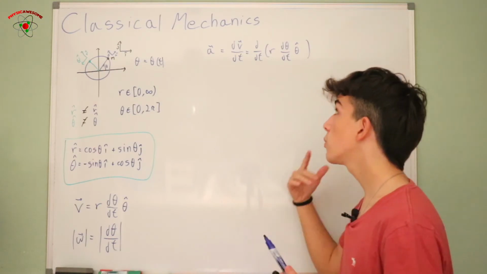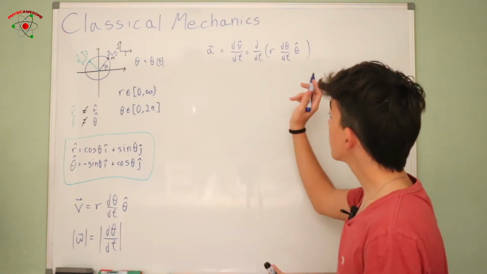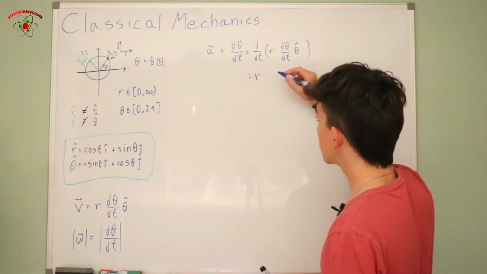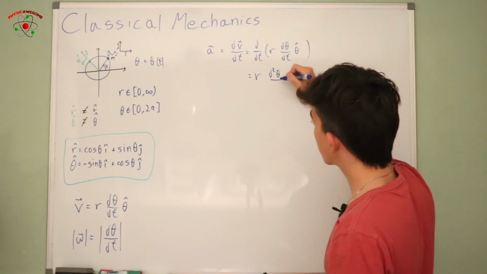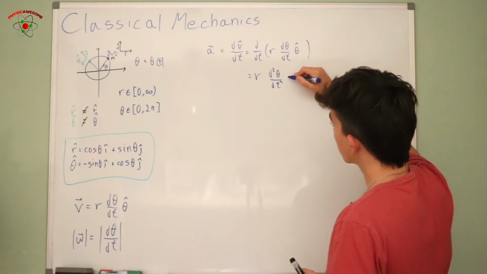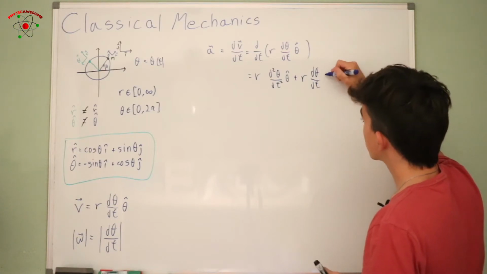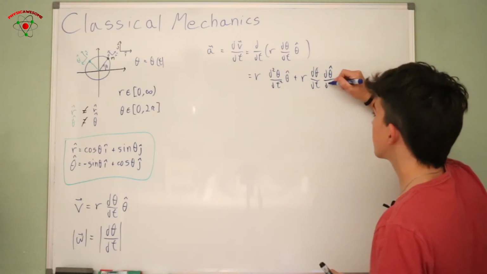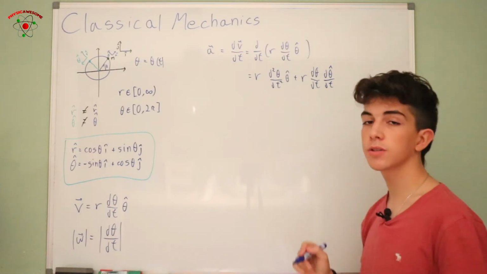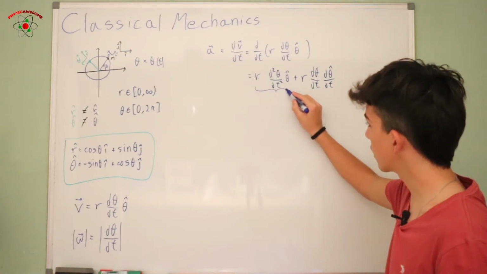Once again, we will assume, however, that r is time independent. So we will let it go out of the derivative and we will have this equal to r times d squared theta dt squared theta hat plus r d theta dt times d theta hat dt. We see there's two very different components in this case. Let's start analyzing this one.